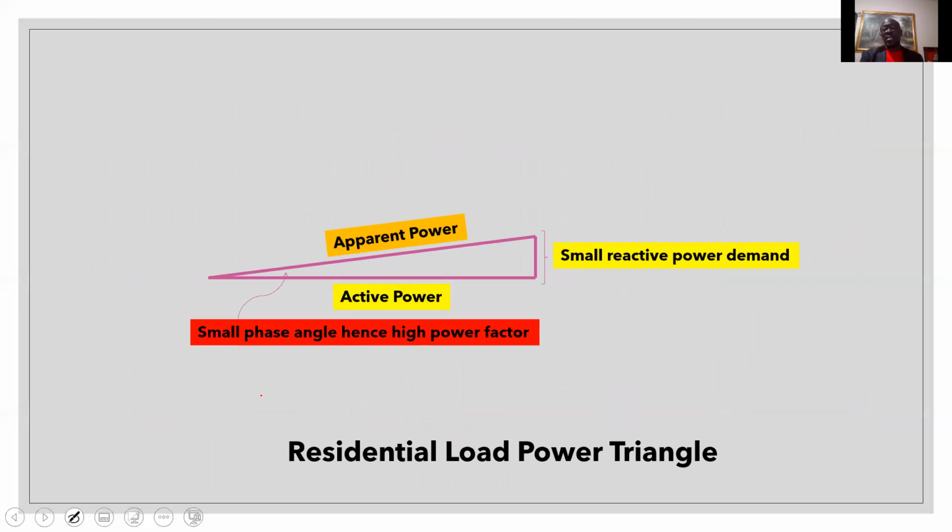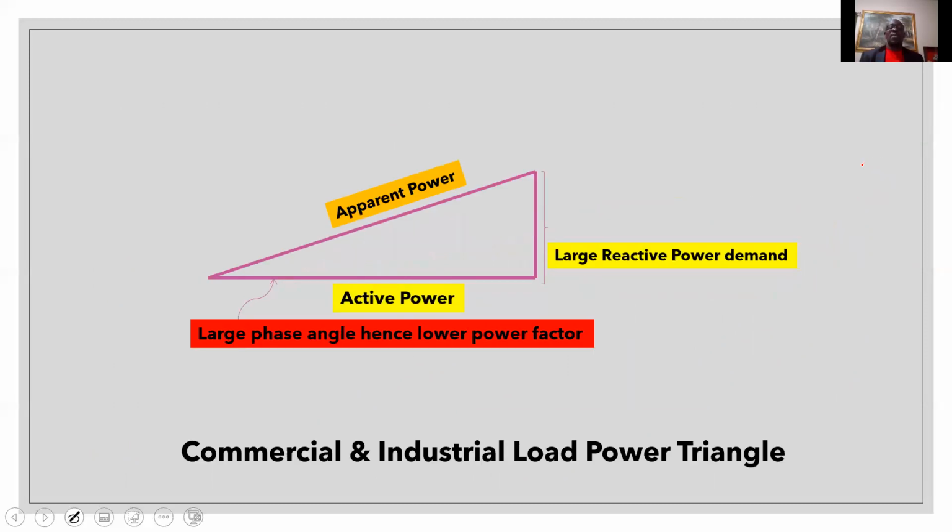So for a residential customer, what we see here is a small phase angle because the reactive power demand is small, or we can actually say almost zero. Okay? For industrial customers, however, large customers, we find that the angle between S and P is larger, so they operate at a lower power factor.